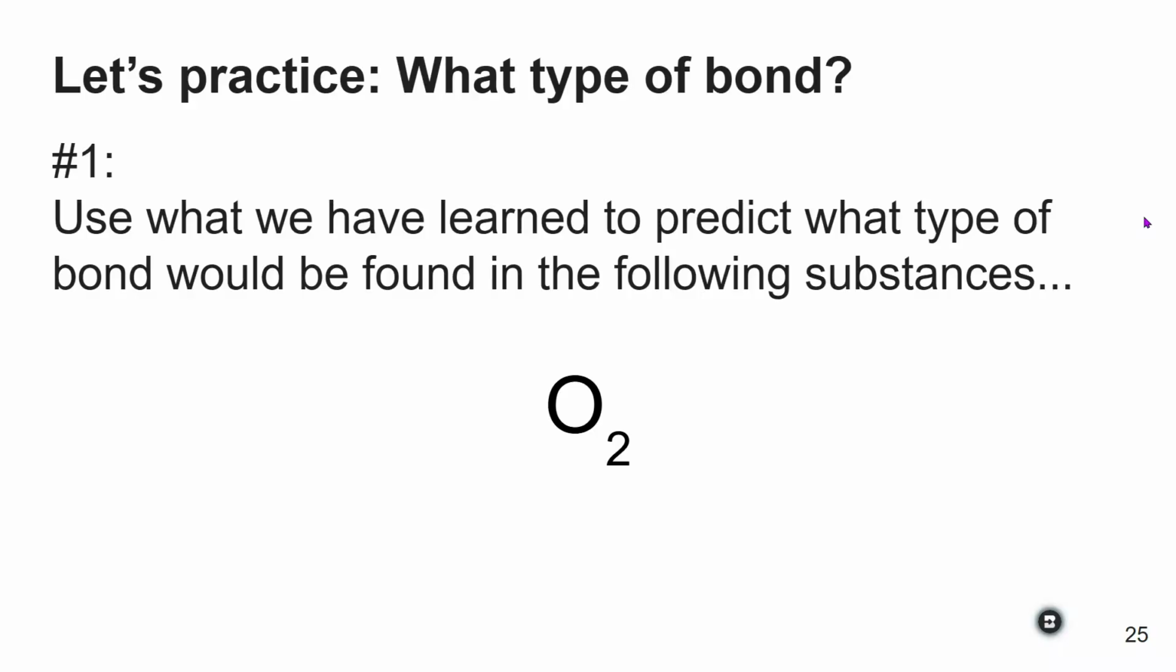Before we get to some of the exceptions for the three types of bonds, let's practice a little bit first. We've got 4 to practice on. Feel free to write these down or discuss with your partner. We'll go through all 4 and then you'll see the answers. So using what you've learned, predict what kind of bond would be found in O2. Take a look at your electronegativities if you like. I think that would be helpful, and see which kind of a bond this would be. Pause the video as you discuss.